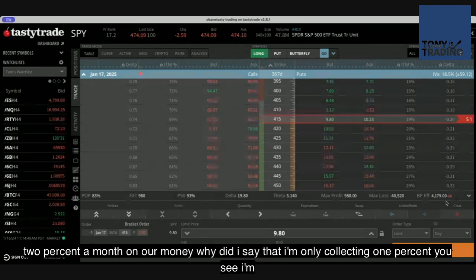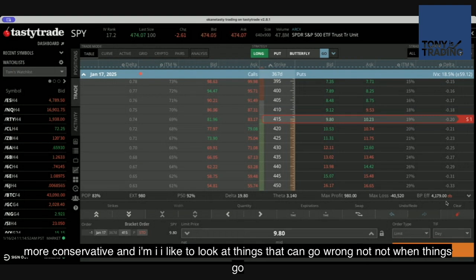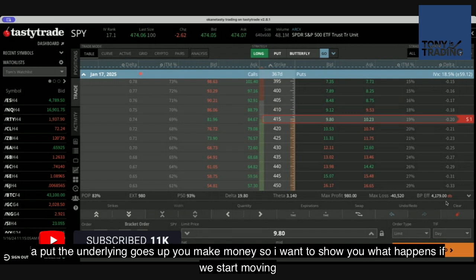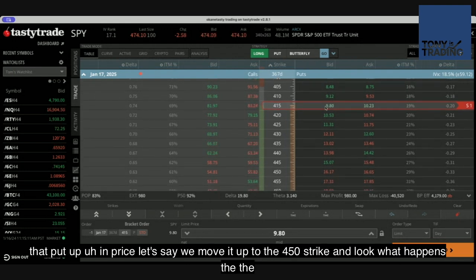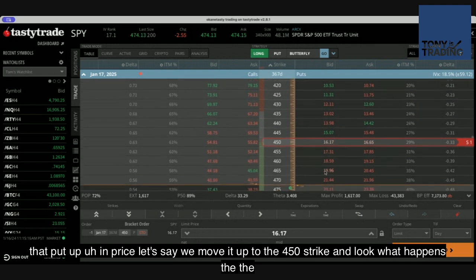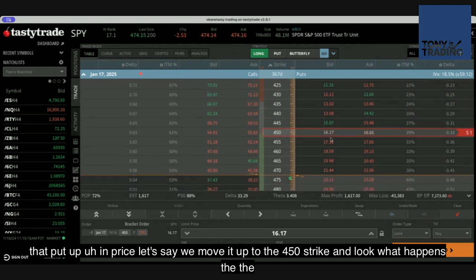Why did I say that I'm only collecting 1%? You see, I'm more conservative, and I like to look at things that can go wrong, not when things go right. When things go right, everybody's a genius. You buy something, it goes up, you make money. You sell a put, the underlying goes up, you make money. So I want to show you what happens if we start moving that put up in price. Let's say we move it up to the 450 strike, and look what happens.